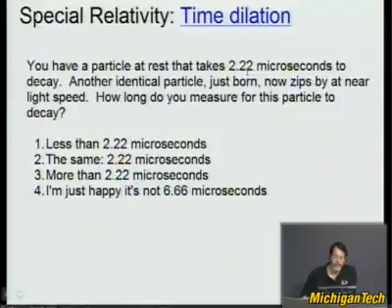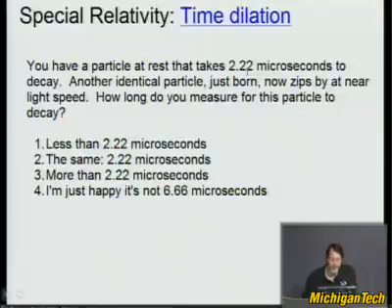So here's another quick quiz. Let's say you have a particle that takes 2.22 microseconds to decay. Now another particle that's just born zips by at near light speed. How long do you measure for this particle to decay? Would it be less than 2.22 microseconds, the same as 2.22 microseconds, more than 2.22, or should you just be happy that it's not 6.66 microseconds?